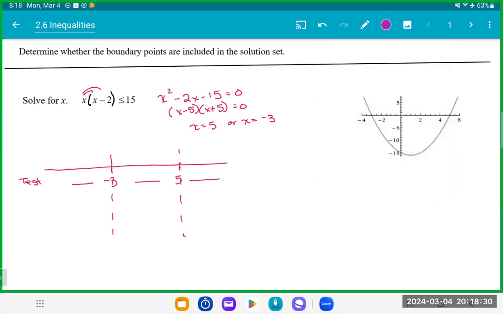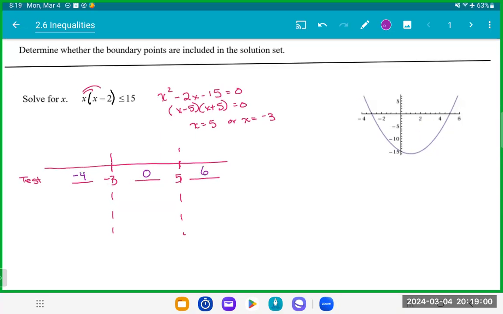So what are those values? We can't test the value that is on the line or what makes it a 0. I always say we should always use 0 when it's available. If it's not on one of those lines, we're always using 0 because it's the easiest to calculate. And I usually just go one value off of the line. So if that's 5, one more is 6. If this is negative 3, one more is negative 4. And we want to test our values here.